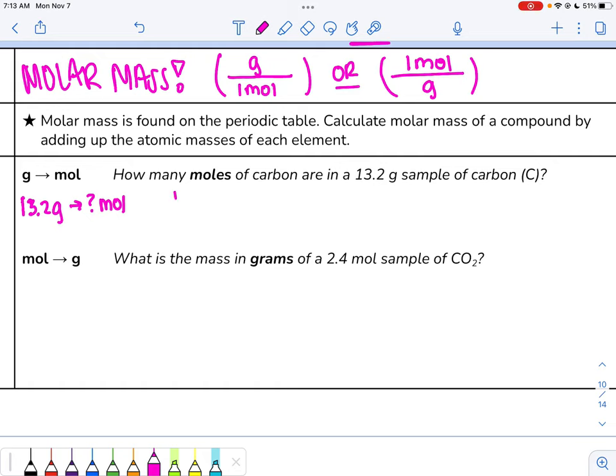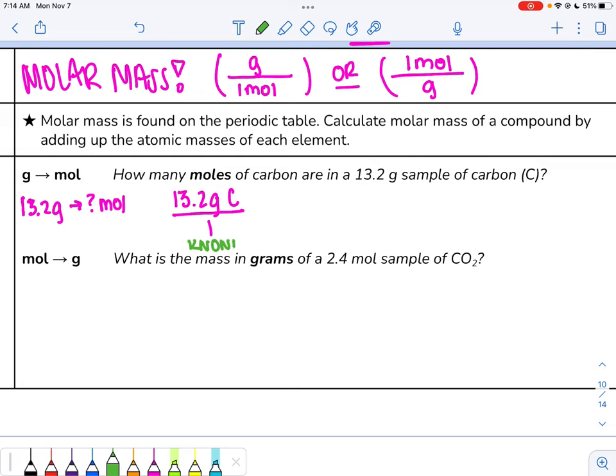We always start out by writing our known as a fraction over one. So we have 13.2 grams of carbon over one. I am going to put the C in there to remind myself what the substance is. Anytime you are doing stoichiometry, I would highly recommend that you put the identity of your substance into your problems. If you're converting between same substances, it's not that big of a deal. However, once we start converting between substances, you will be required to include the substance you are using in your stoichiometry to make sure your units cancel. So it's a good habit just to get into that now.